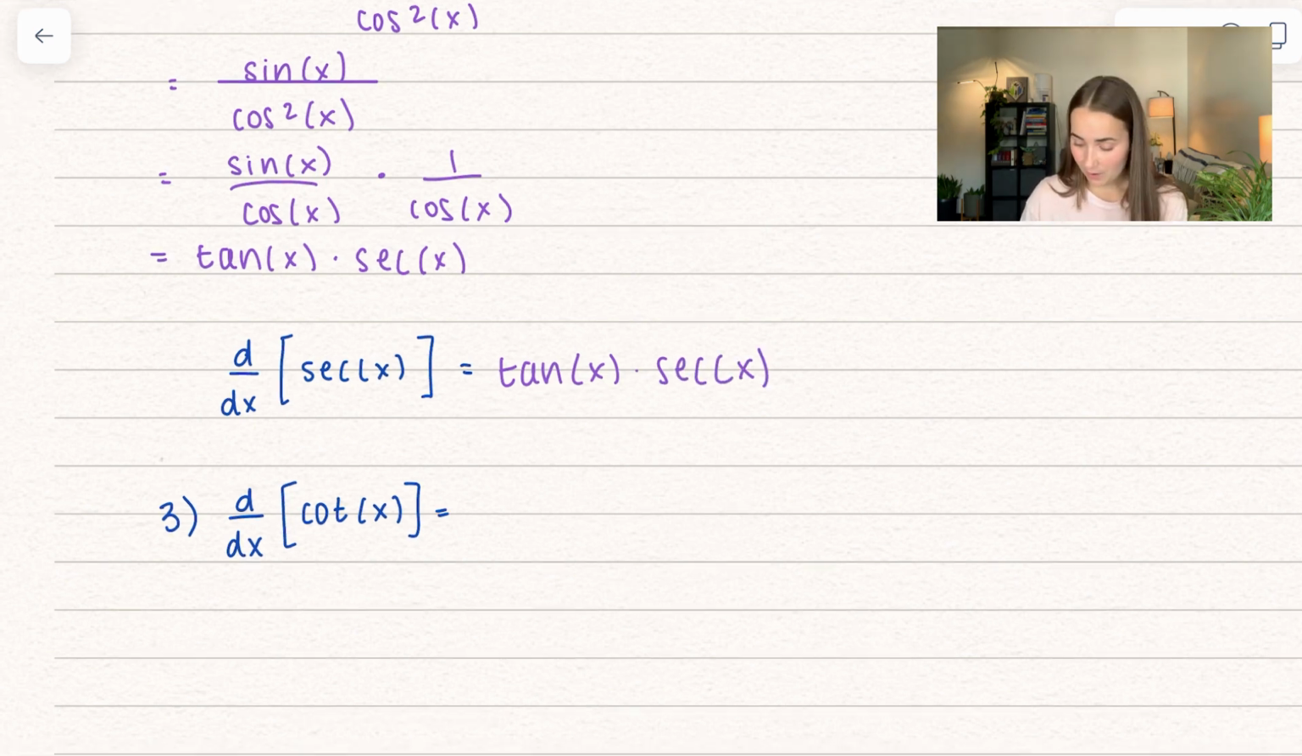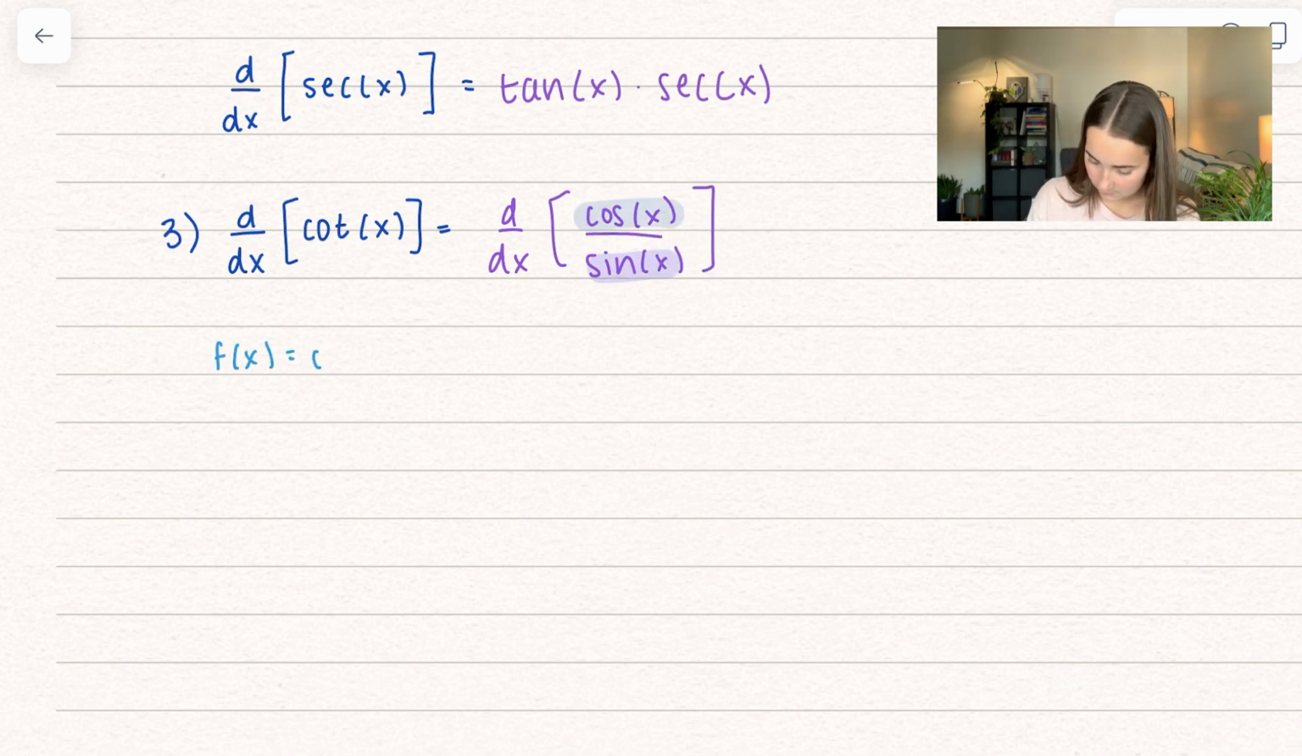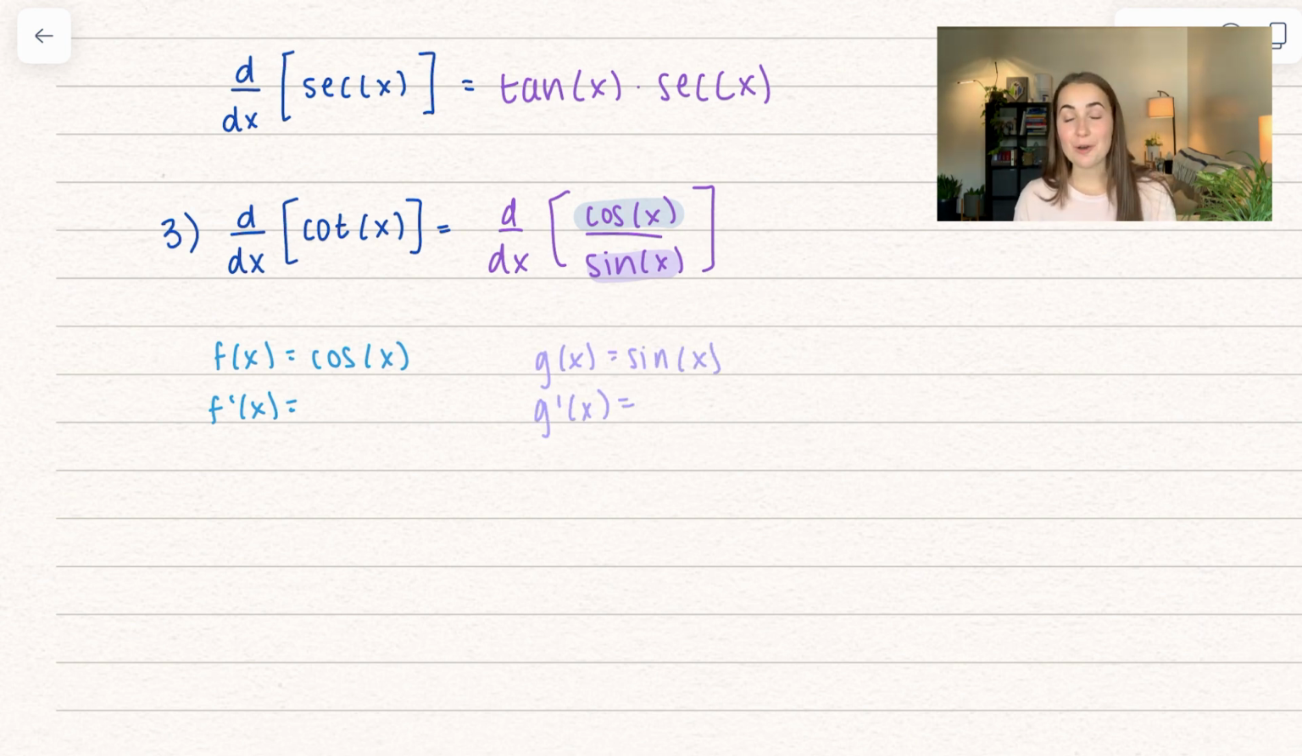Okay, so now we got one more. We're going to work with cotangent. And again, in order to get this done, we're going to rewrite it and use quotient rule. So here I have cosine of x divided by sine of x. Alrighty, let's fill in these derivatives. So the derivative of cosine is negative sine of x, and then the derivative of sine of x is equal to cosine of x. So let's start solving for the actual derivative.